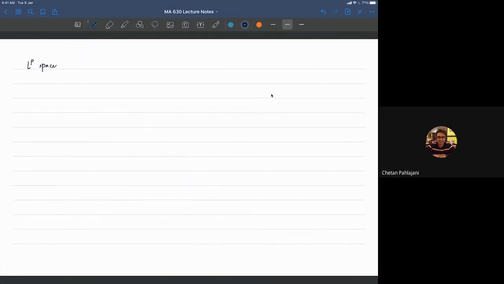Okay, so our treatment of L^p spaces will not be complete. That's a bad joke, but the L^p spaces will be complete.